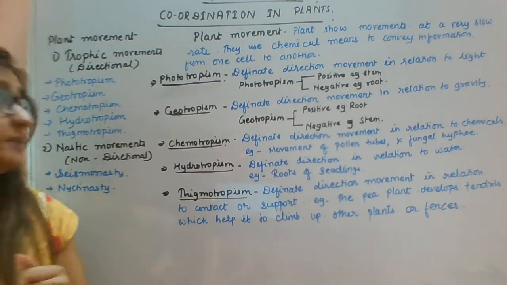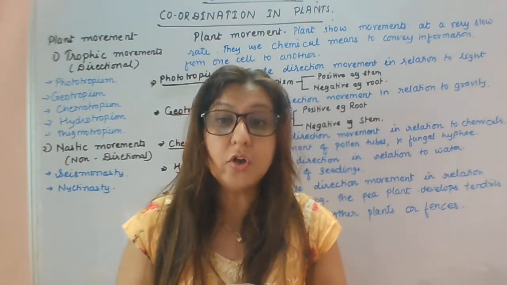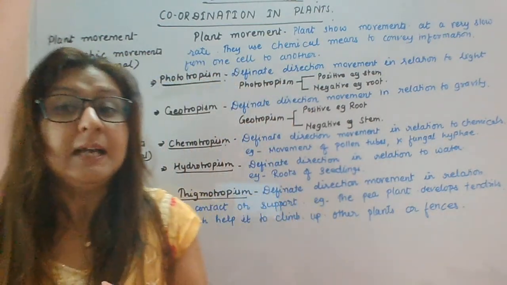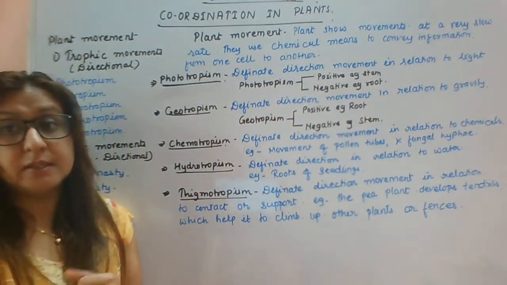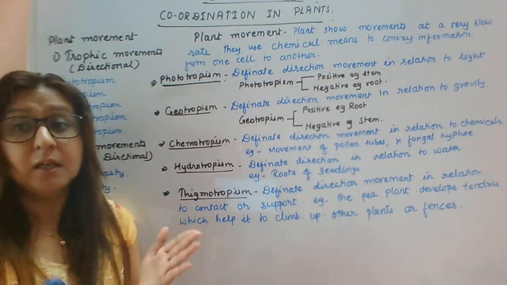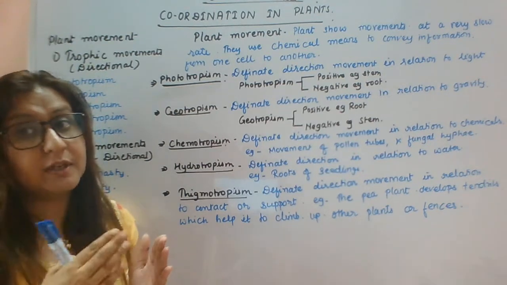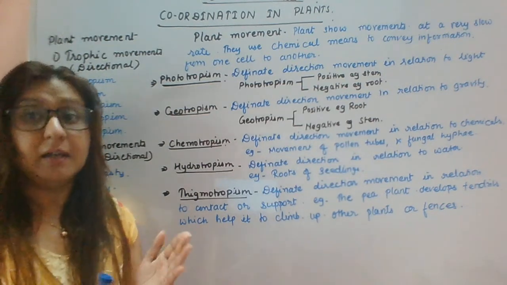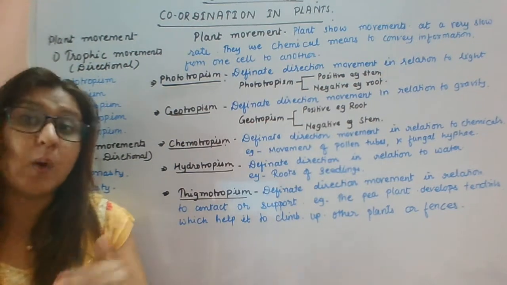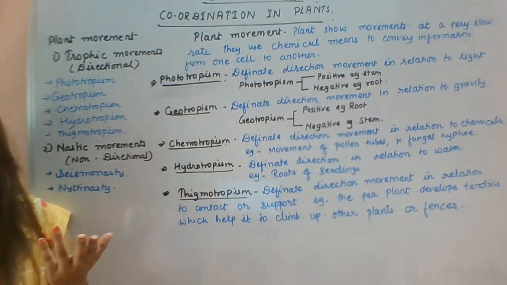Good morning, students. Today we will learn about coordination in plants, or you can say the movement in plants. As we read about animals or human beings, we see that the proper coordination of the nervous system as well as the muscular system is there. But plants do not have this coordination, but still they show response and they show movement.